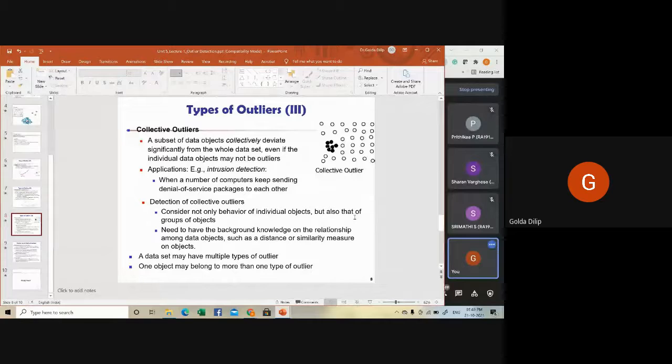For the collective outlier, a data set may have multiple types of outliers, and one object may belong to more than one type of outlier. So these are the different types of outliers.